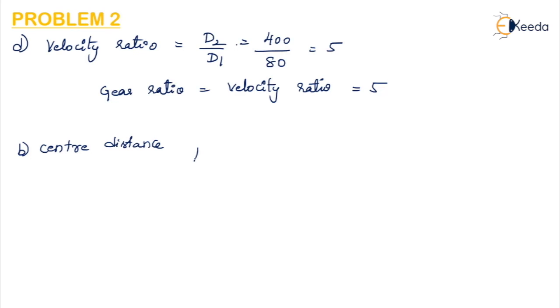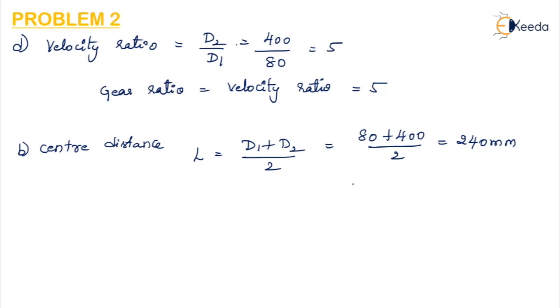It is given by the formula L is equal to D1 plus D2 divided by 2. So we have found the values of D1 and D2, that is 80 plus 400 divided by 2. We get the value as 240 mm. So this is the center distance. So we have found all the 4 parameters which they have asked us to find.